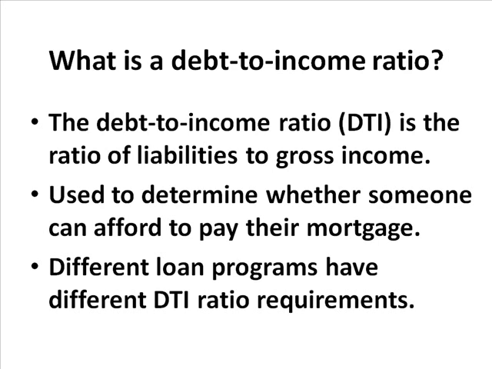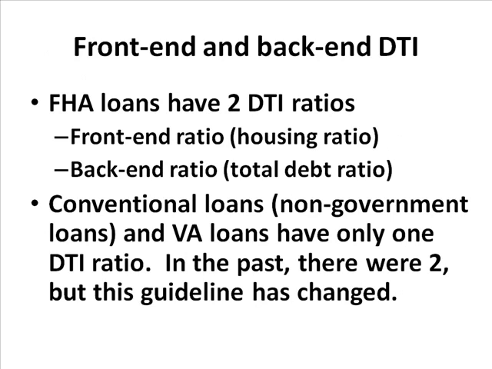It's important to note that different loan programs have different DTI ratio requirements. Some loan programs have more than one debt-to-income ratio. They are known as the front-end DTI and the back-end DTI. FHA loans, in particular, have two DTI ratios. The front-end ratio is often referred to as the housing ratio, and the back-end ratio is referred to as the total debt ratio. Conventional loans, which are non-government loans, and VA loans have only one DTI ratio. In the past, there were two, but this guideline has changed.